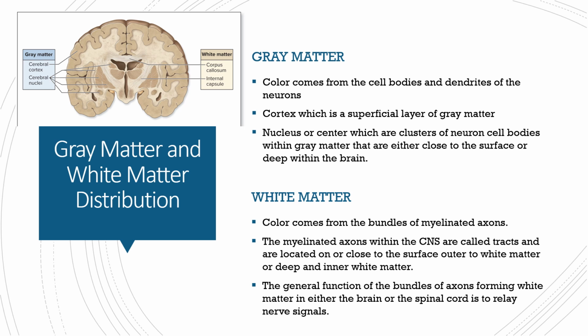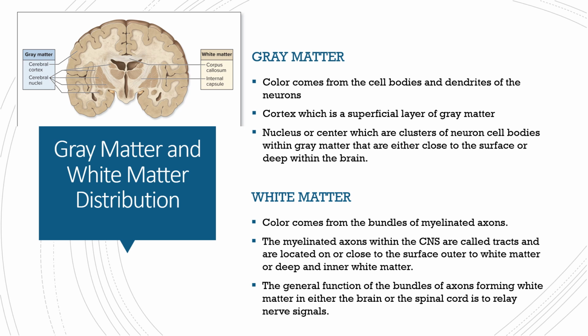There are 2 distinct tissue areas present within the brain and spinal cord: the gray and white matter. Gray matter gets its color from the cell bodies and dendrites of neurons. It is found in areas like the cortex, which is the superficial layer, and the nuclei, which are the deeper clusters. This is the site of information processing, including decision-making and sensory perception.